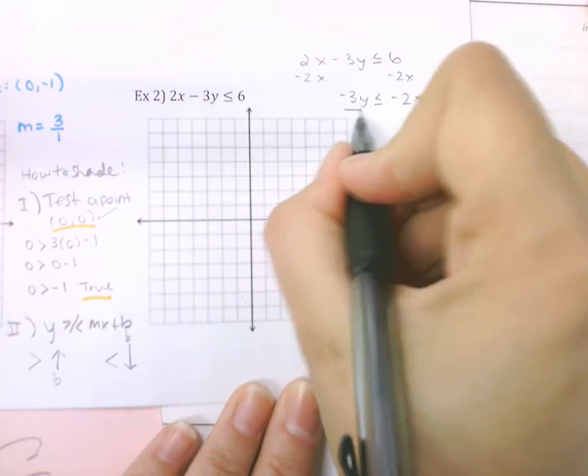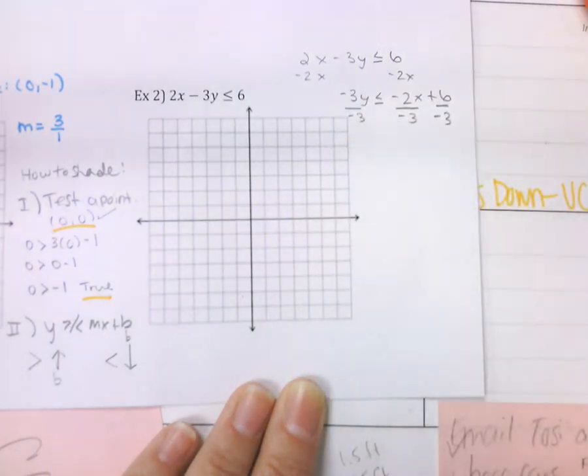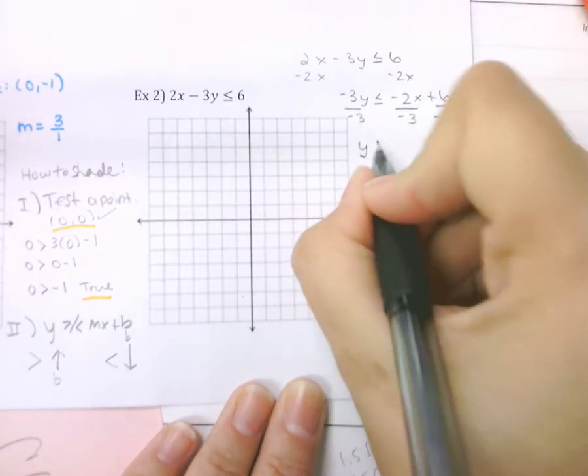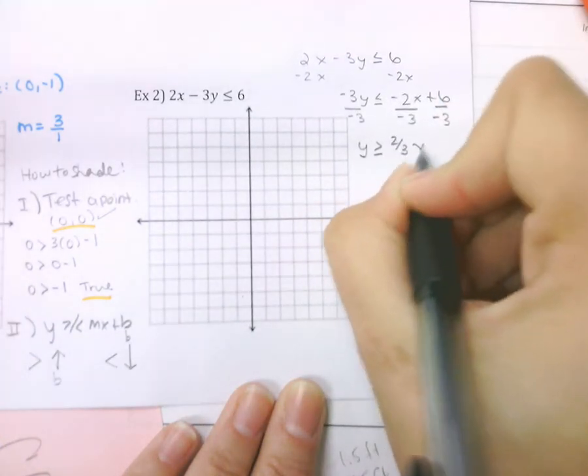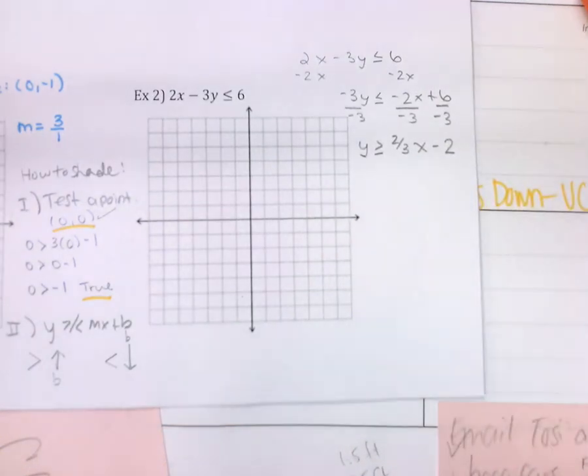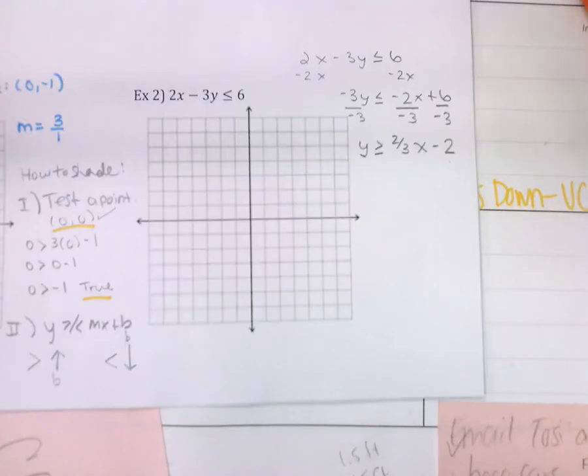Then you would divide everything by negative 3. Now, in inequalities, when you divide by a negative, you have to switch the sign. So this becomes y is greater than or equal to 2/3 x minus 2. You can either use slope-intercept form to graph it, or you can use x and y intercepts to graph it. Do you remember how we did that, the x and y intercept way?